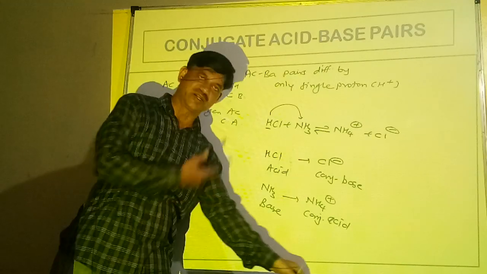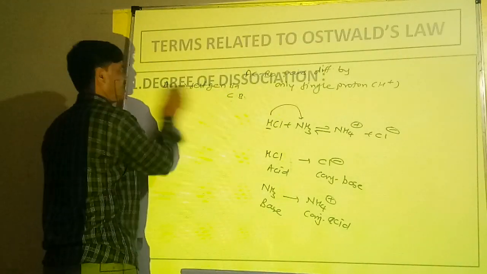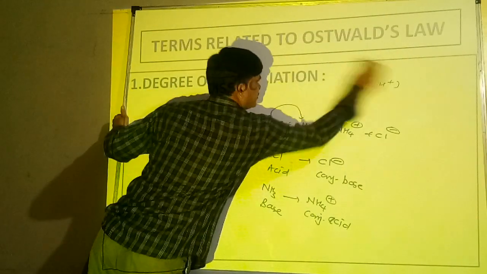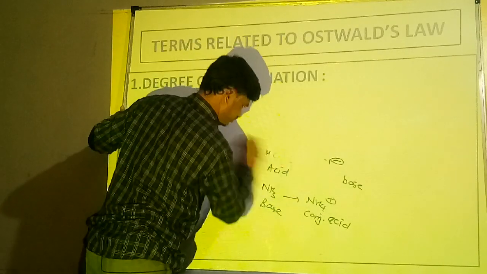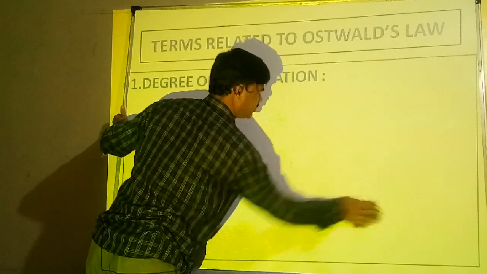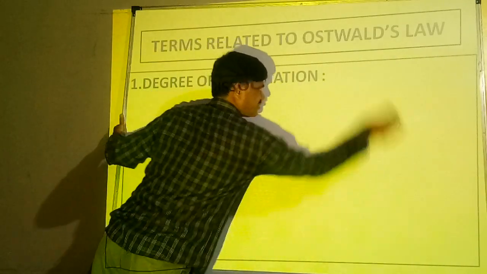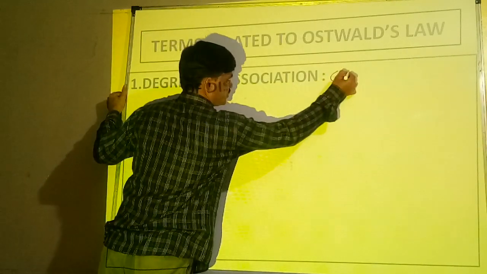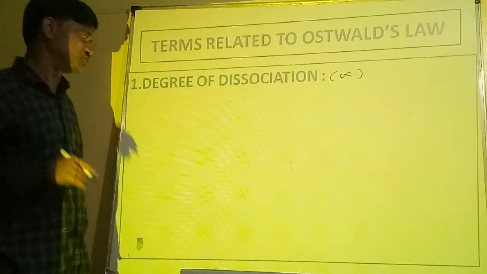So this is another important point. Remember this one. Now the last point from this theoretical session we are going to discuss, because in the next theoretical session we are directly utilizing these three terms. These are very important for problems as well as MCQs. What is the first term? Degree of dissociation. Remember, degree of dissociation is indicated on paper by alpha.